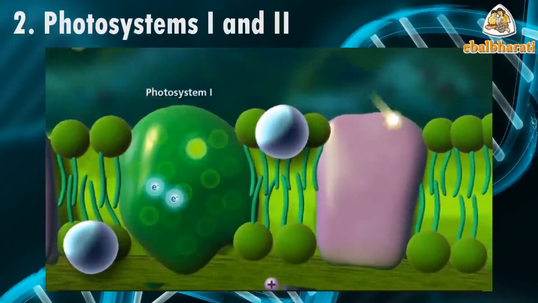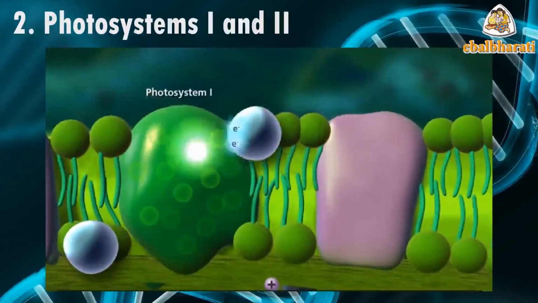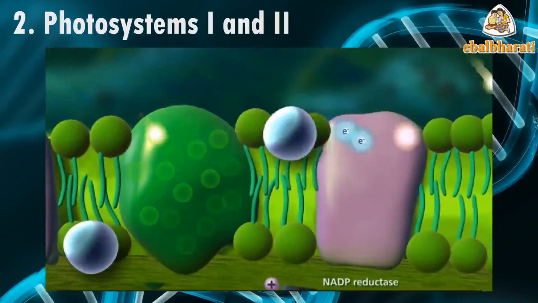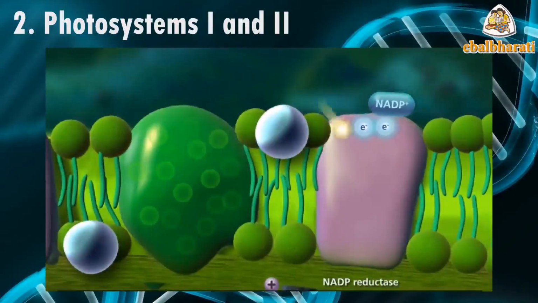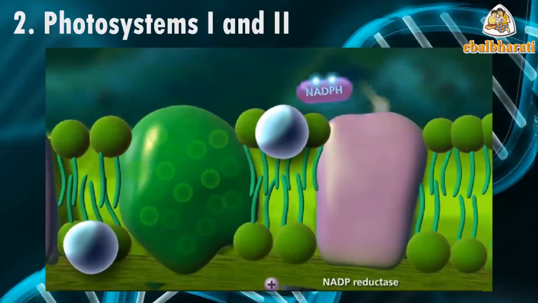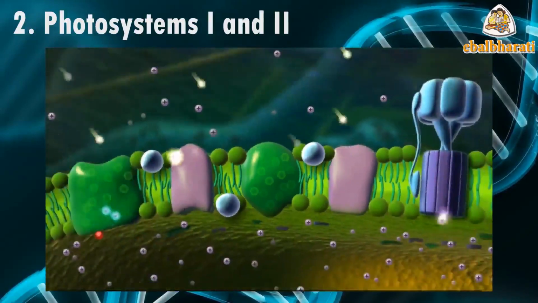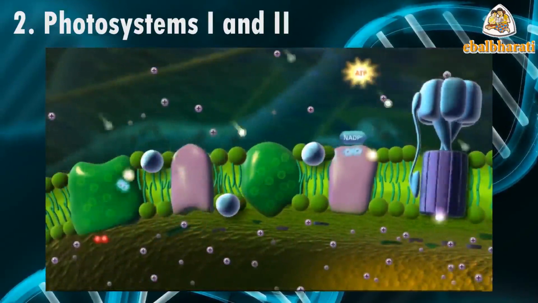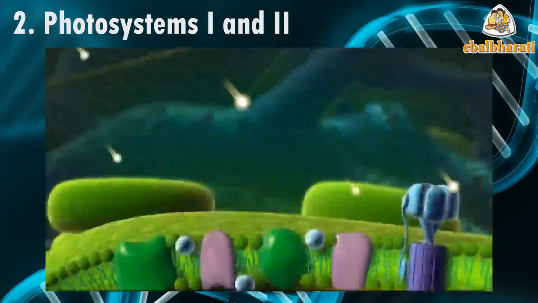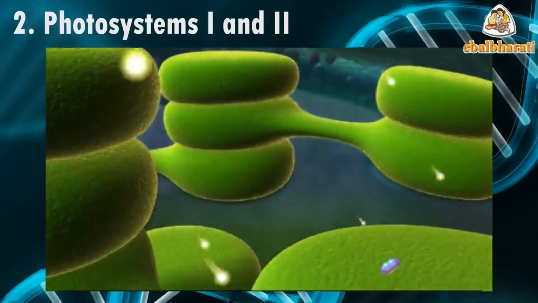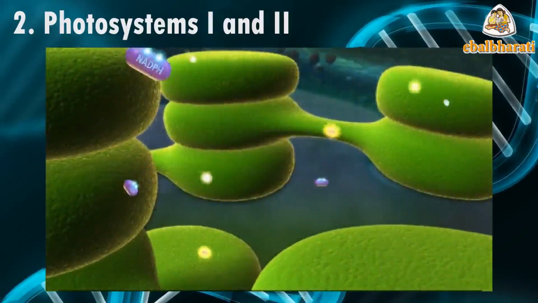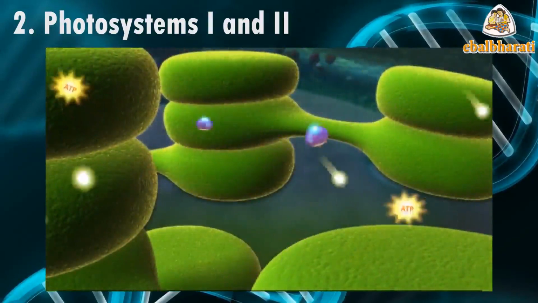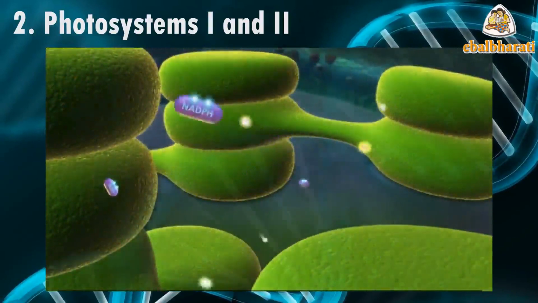Photosystems first and second. The thylakoid membranes of the chloroplast have two kinds of photosystems, each with its own set of light harvesting chlorophylls and carotenoid molecules. Chlorophyll and accessory pigments help to capture light over a larger area and pass it on to photocenters.